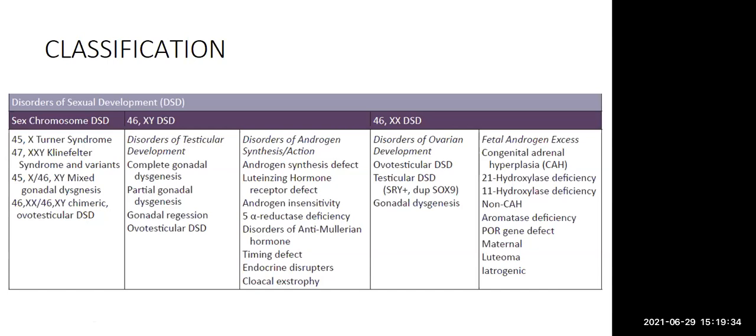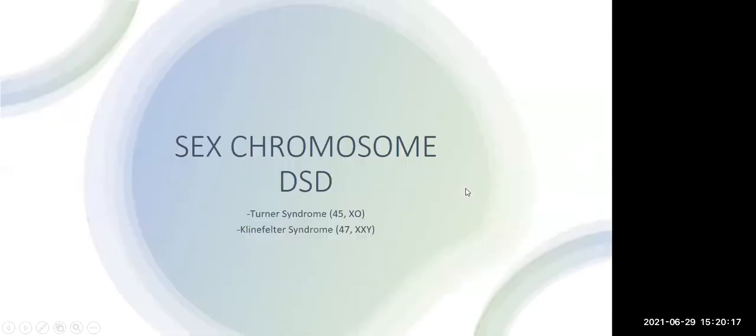The 46XY DSD we can further classify into disorder of testicular development, meaning the gonad development, or disorder of androgen synthesis and action, which is deficiency or inefficient androgen action. The commonest cause in this 46XY DSD is androgen insensitivity syndrome. And the last class is 46XX DSD, which is further divided into disorder of ovarian development or fetal androgen excess, which means excess of the male hormone, so there will be less female hormone development. I will be explaining further the commonest cause of this classification.